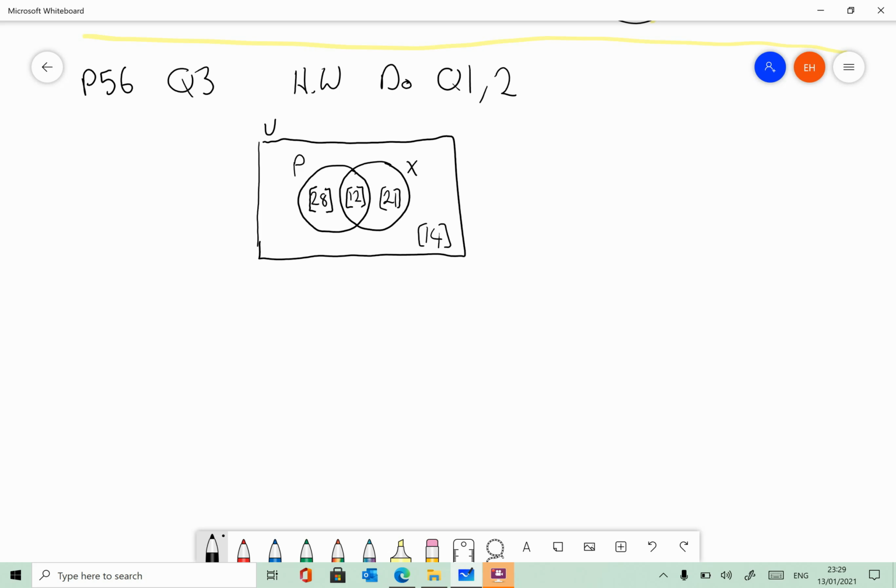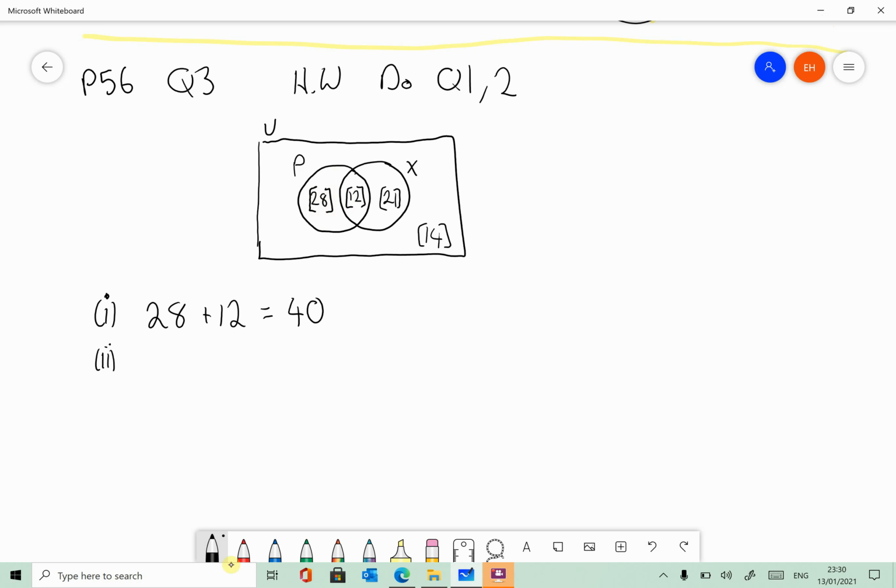So X is for Xbox and P is for PlayStation. Makes sense. U is all of the teenagers in the youth group. So how many teenagers use PlayStation? Well, these 28 here, they definitely use a PlayStation, and these 12 here also use a PlayStation. So it's going to be 28 plus 12, which is equal to 40. So 40 of the teenagers use a PlayStation.